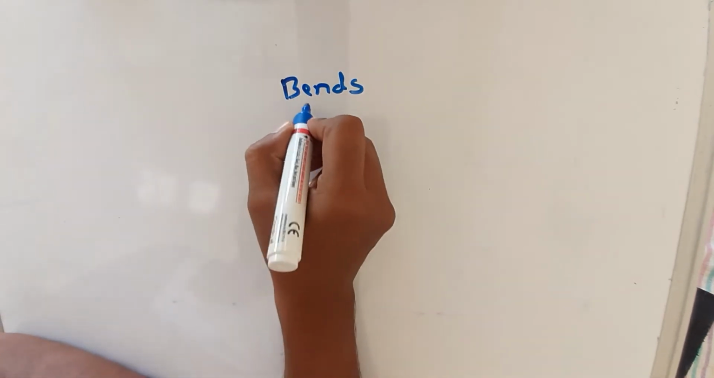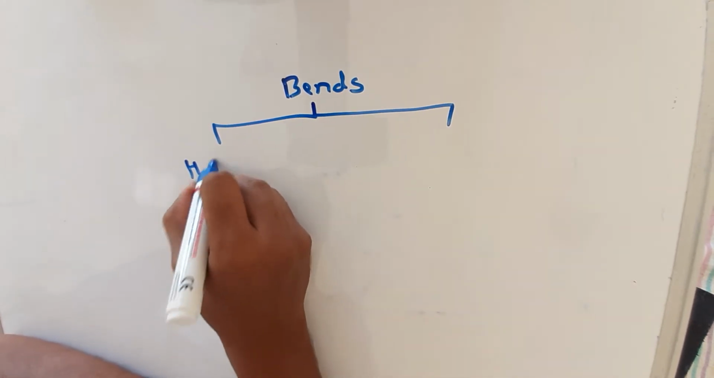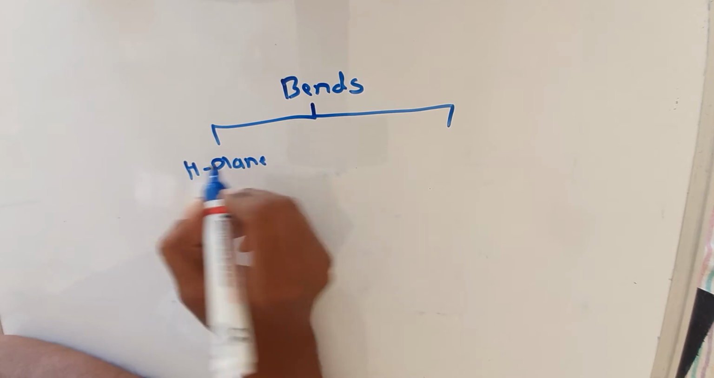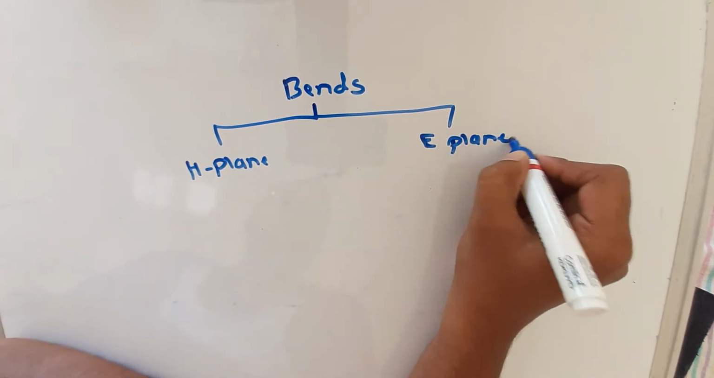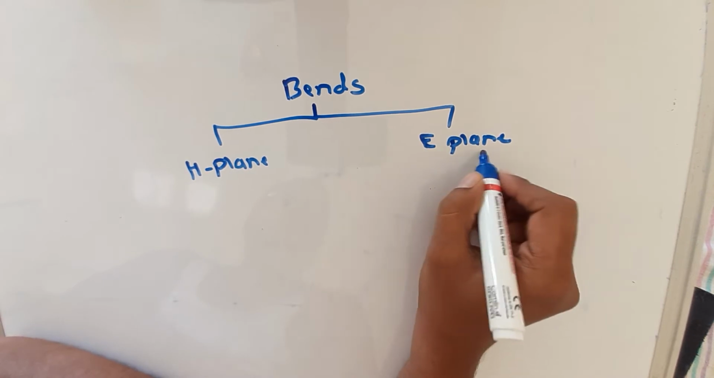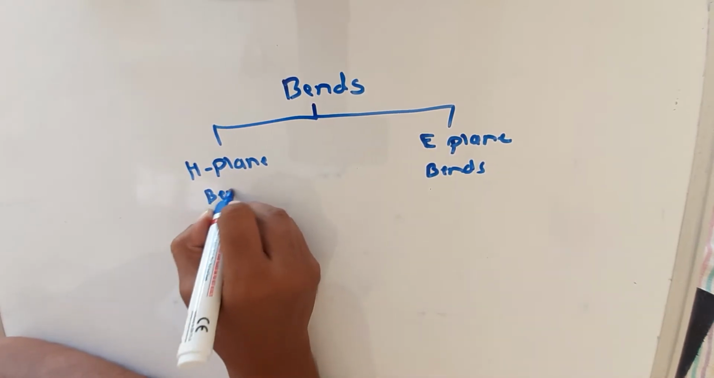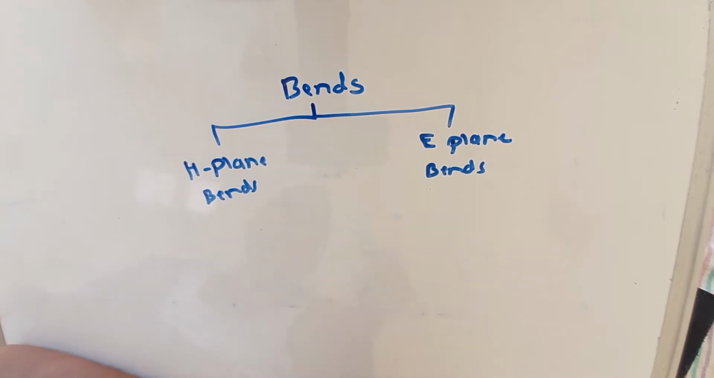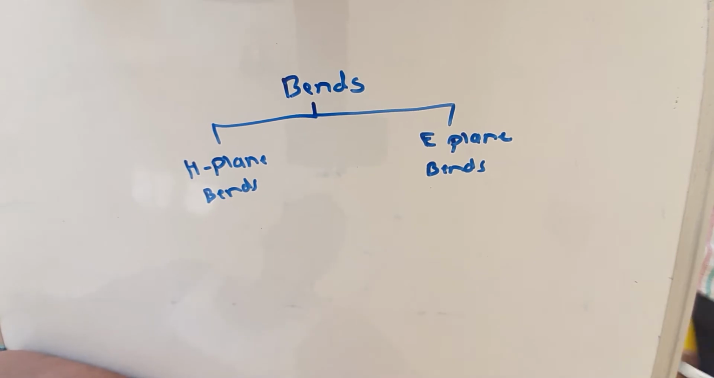So there are two types of bends. One is the H plane, that is the magnetic field plane, and another is the E plane, that is the electric field plane bend. So these are the two bends that we have studied.